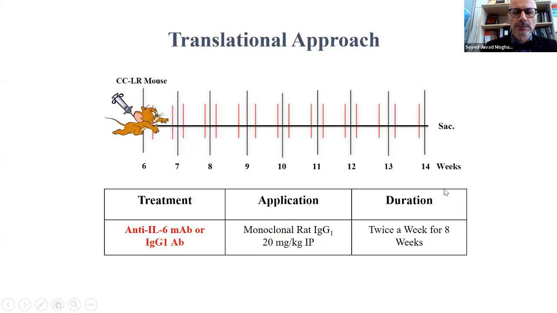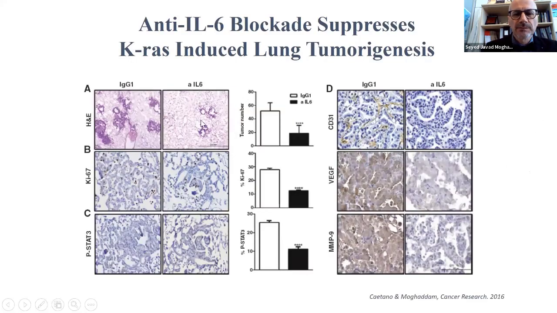To do so, we used a translational approach. We used the same cancer model, and we treated the mice with anti-IL-6 antibody or control antibody twice a week from age 6 weeks to 14 weeks, and we injected IP. As you see here, that significantly affected the tumor burden. This is the one treated with anti-IL-6 antibody, and tumor burden is significantly reduced. It reduced tumor cell proliferation. It reduced the angiogenesis, as you see here, and it was also associated with reduced expression of phospho-STAT3, indicating reduced STAT3 activation.